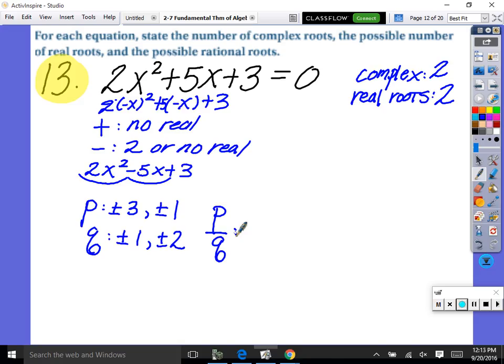So 1 over 1 is 1. Sorry, 1 over 2 is 1/2. 3 over 1 is 3. And then 3 over 2 is 3/2. So now there's our answers.